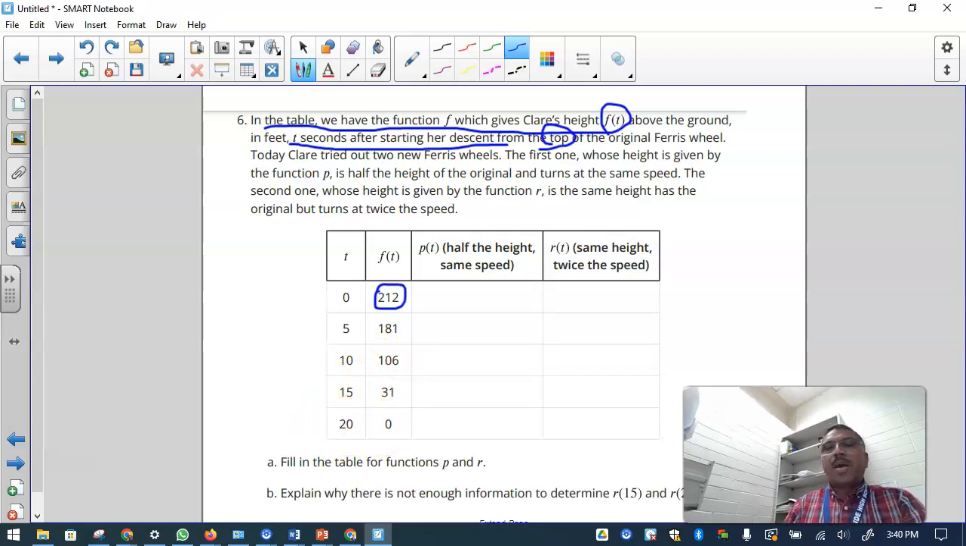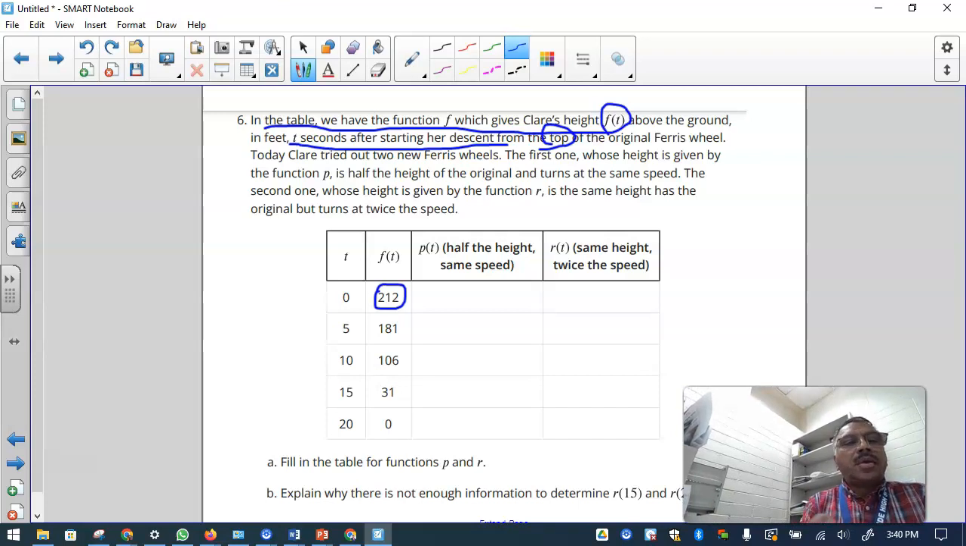So she goes back, so what basically this means is, it means there is a Ferris wheel. Let me do it right here. Maybe I'll try.